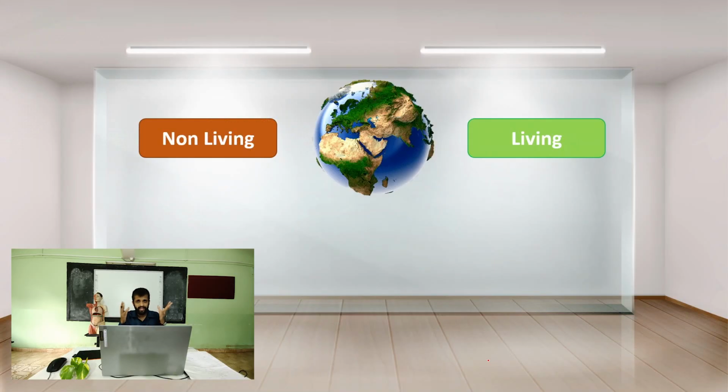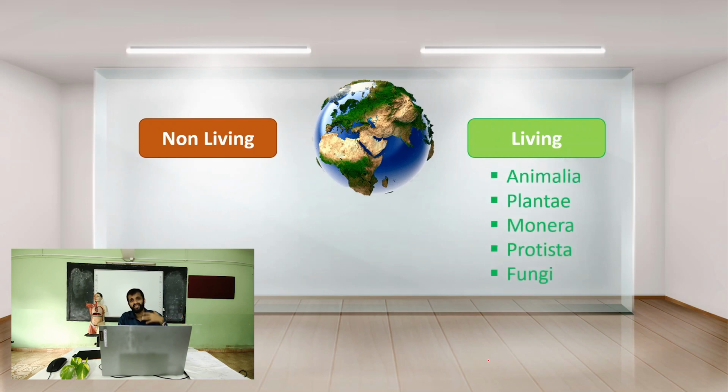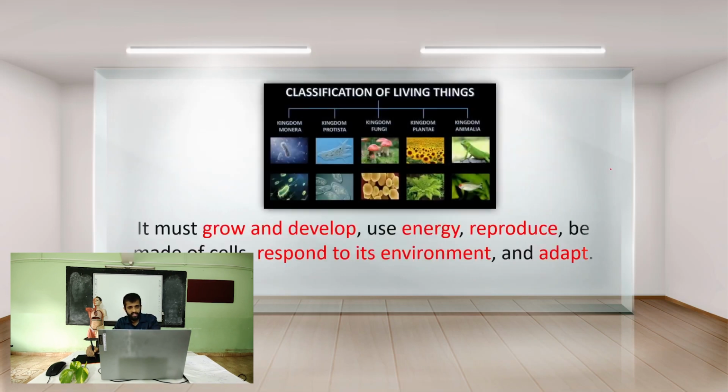Okay? Anything in this world can be either living or non-living. Living organisms are classified in five kingdoms: Animalia, Plantae, Monera, Protista, Fungi. You don't have to remember all of those. You're just concentrating in this chapter on animals, and that is their digestive system. Then, this is the classification.